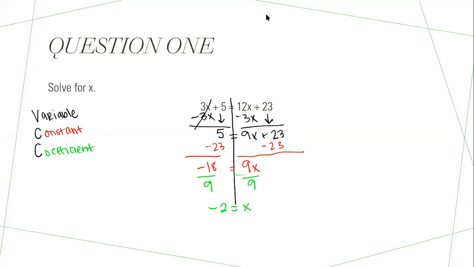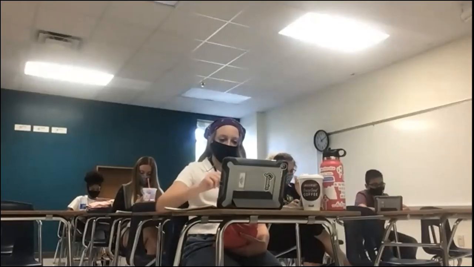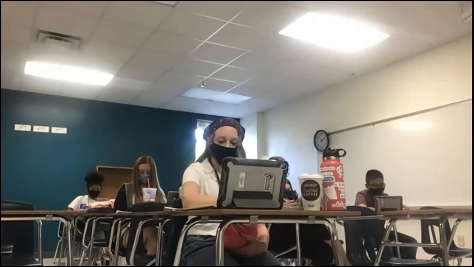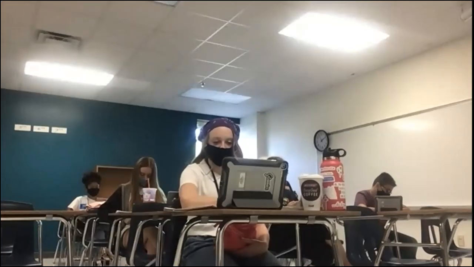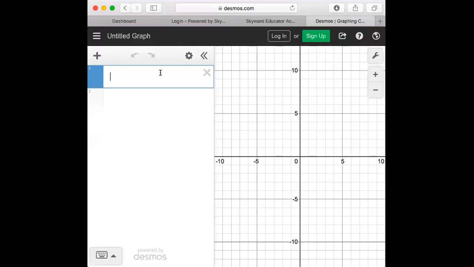All right, so I want to remind y'all how you can do this on Desmos. Go to Desmos. Because if something's going to give us the answer, why not use it? So on Desmos, we're going to put both halves of the equation in. I think the first one said 3x plus 5.